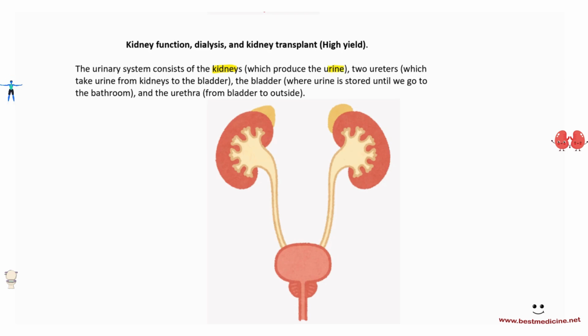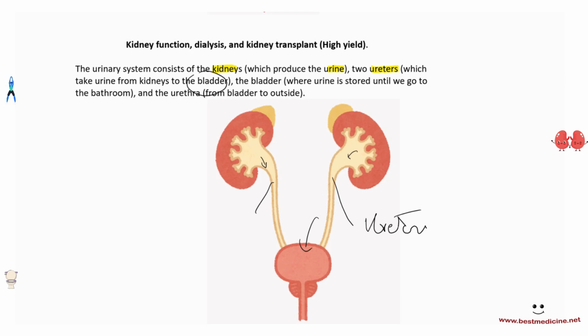Kidneys produce the urine. Then we've got the 2 ureters. These tubes that you see coming out of the kidneys are going to take the urine to the bladder. These are called the ureters. And then eventually that's going to go into the bladder.